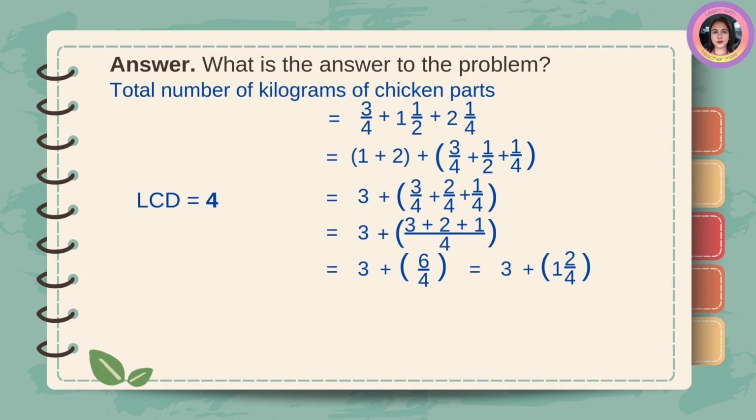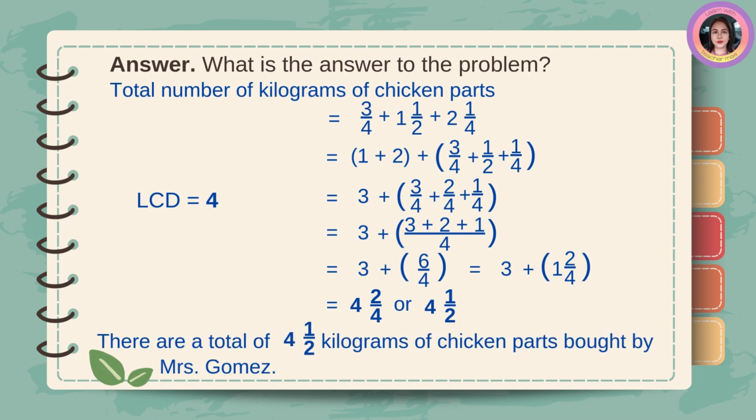is equal to 3 plus 6/4, which is equal to 3 plus 1 and 2/4. The answer is 4 and 2/4 or 4 and 1/2. There are a total of 4 and 1/2 kilograms of chicken parts bought by Mrs. Gomez.